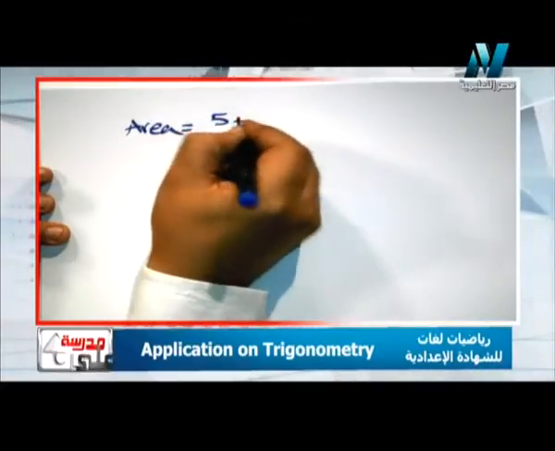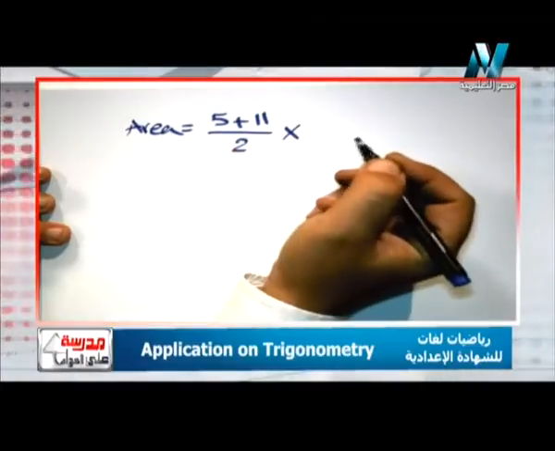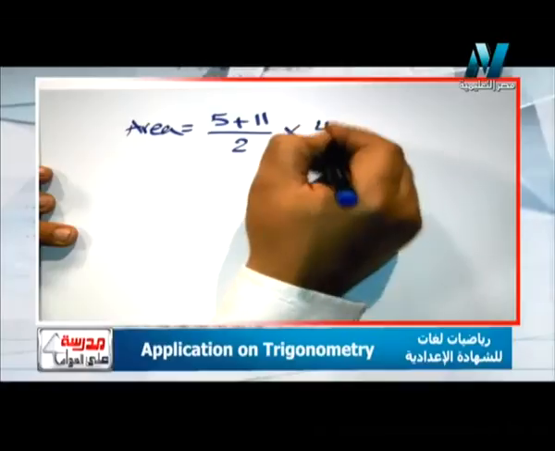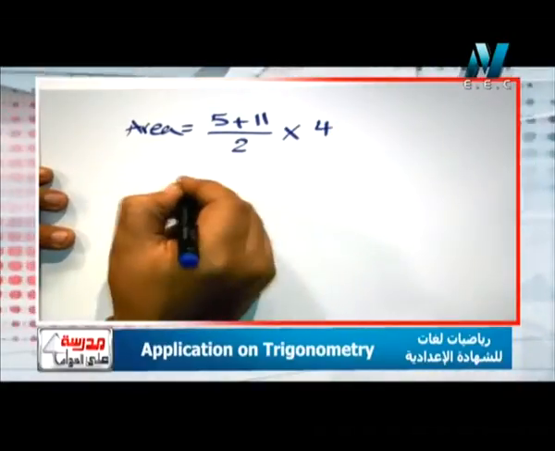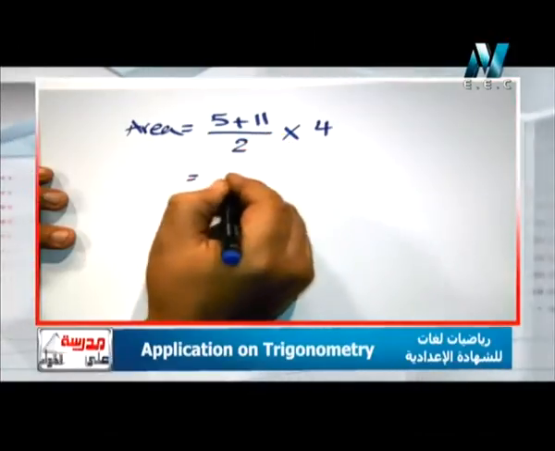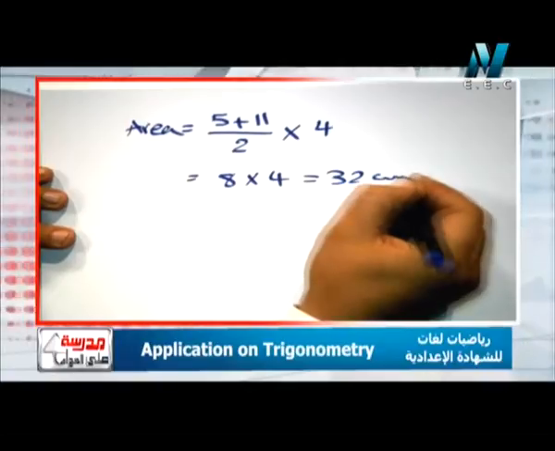So 5 plus 11 divided by 2 multiplied by the height of the trapezoid, which is AY or DX, and its length is 4 centimeters. So the area equals 5 plus 11, which is 16, divided by 2, the answer is 8, times 4, so the answer is 32 centimeters squared.